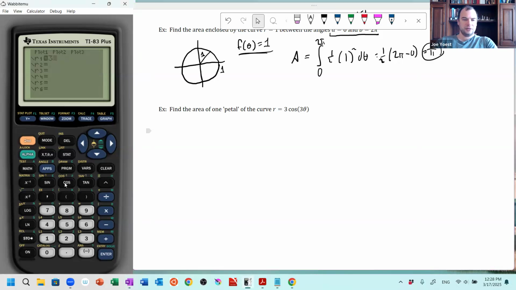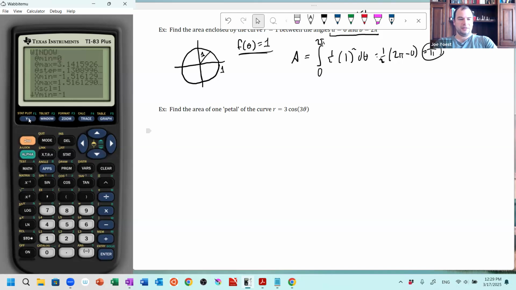So 3 cosine 3 times my variable. My general variable button will pop in a theta for me, because that's the appropriate variable here. I'll close my parentheses. I know that cosine outputs are between -1 and 1, so 3 times cosine of stuff is between -3 and 3.